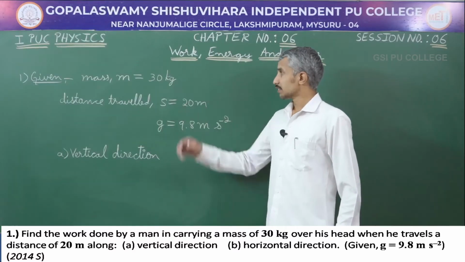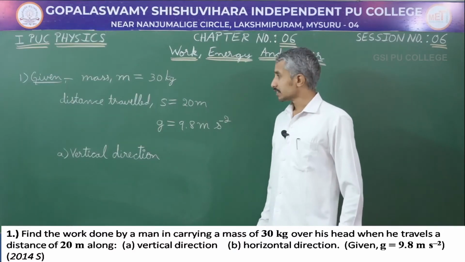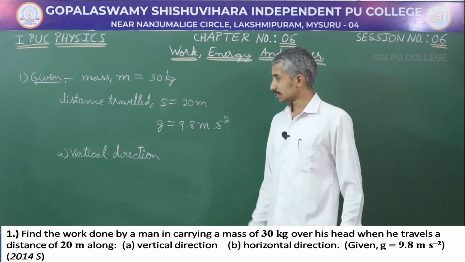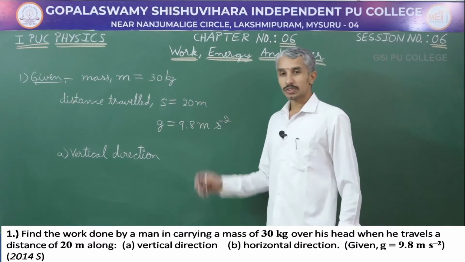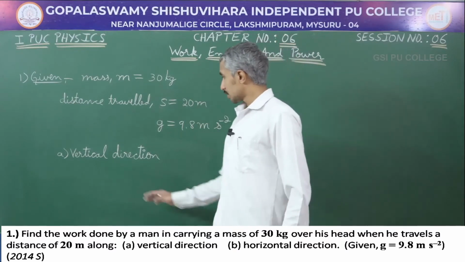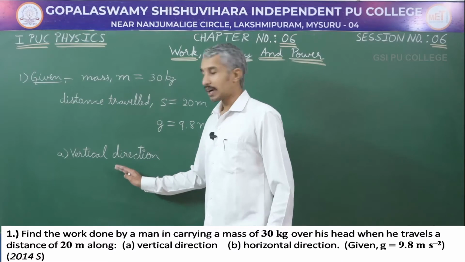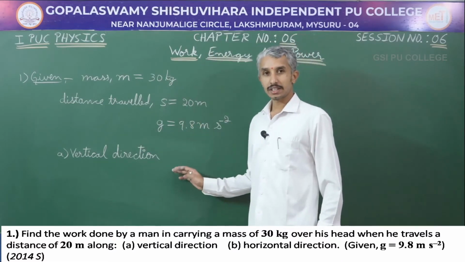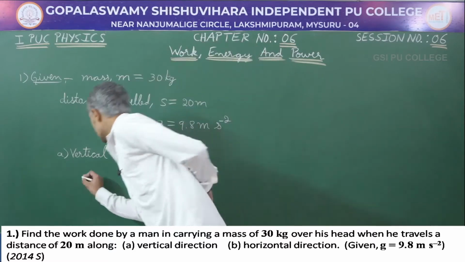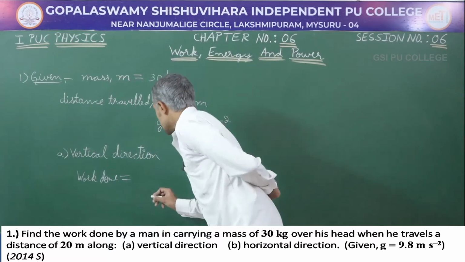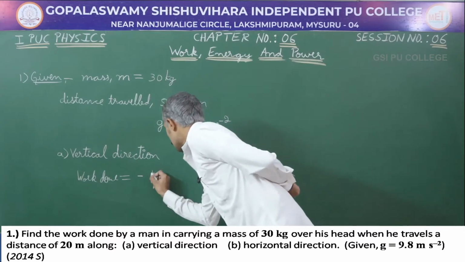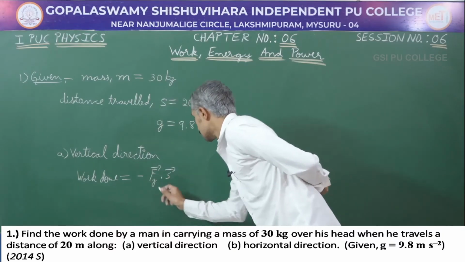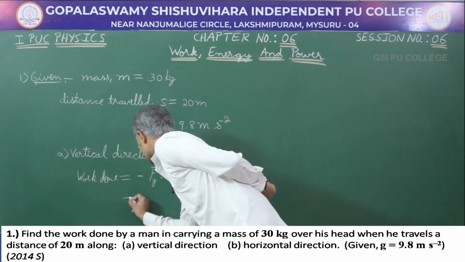Here is the data given. The mass of 30 kg is being taken by a distance of 20 meters. In the first case, it is lifted vertically up by 20 meters. So if I have to lift the mass vertically up by 20 meters, then work has to be done against the gravitational force. Therefore, here work done is equal to minus of the gravitational force into the distance travelled. So it is minus Fg dot S.